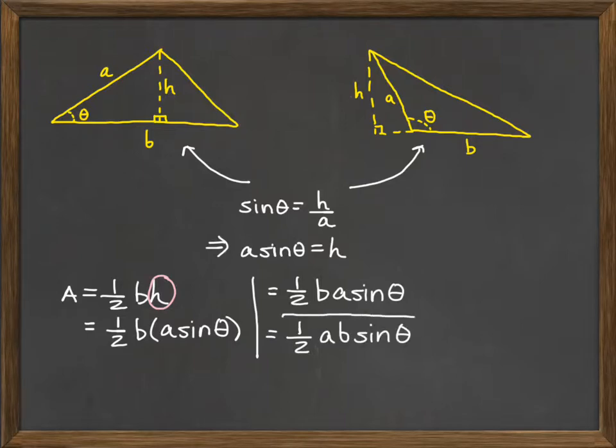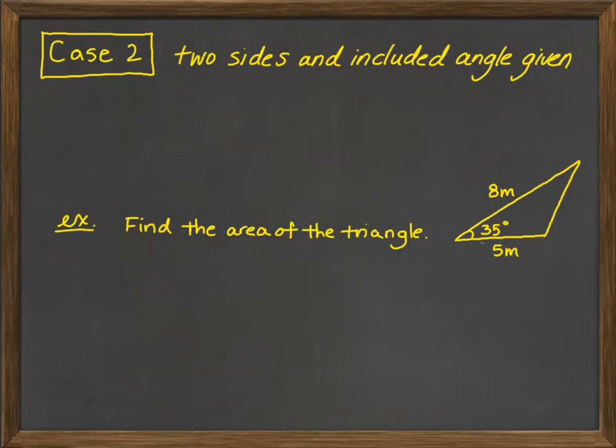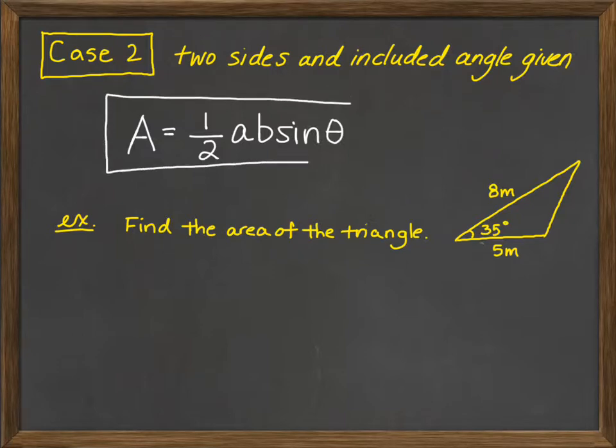So this gives us a way to compute the area of a triangle when all we know is two sides and the angle included between them. That leads us to our next case, which is exactly what we just said. We are given two sides and the included angle, and now we can find the area. The formula, as we just found, is the area is equal to 1/2 a times b times the sine of theta, where a and b are the two sides, and theta is the angle in between them.